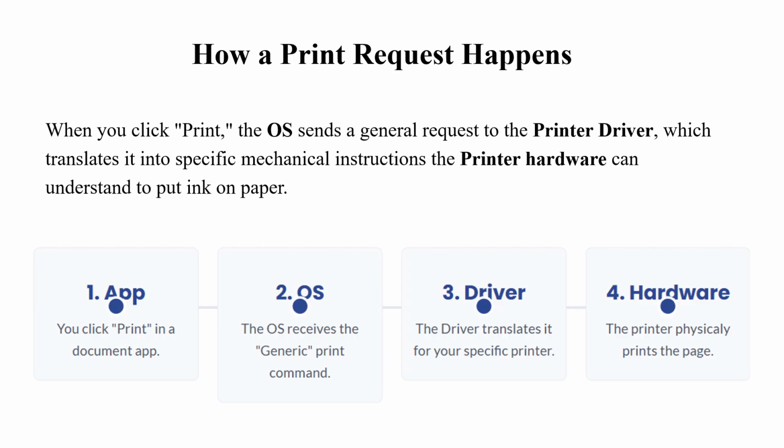Here you can see the diagram of how a print request happens. So let's look at a real example, like printing. When you click print in Word, the operating system doesn't talk to the printer, it talks to the driver. The driver converts those pixels on your screen into commands for the printer's motors and ink. Only then does the hardware actually start moving.